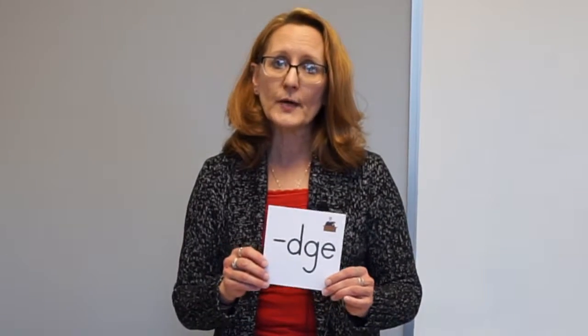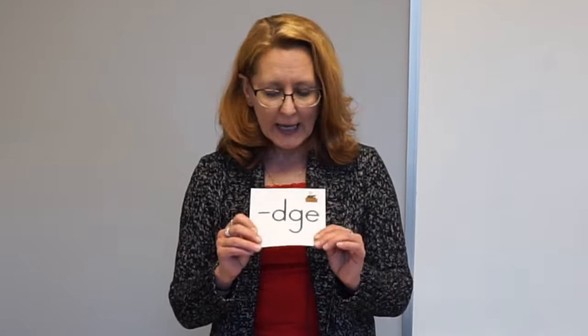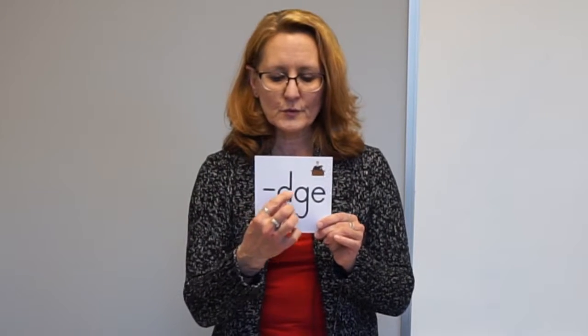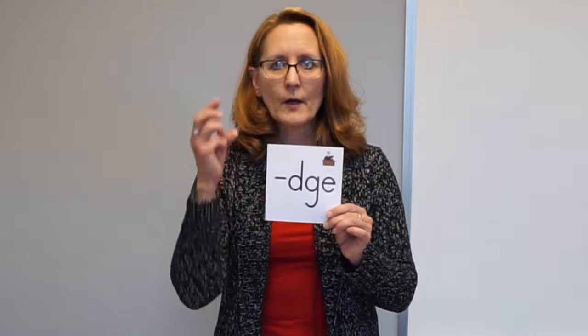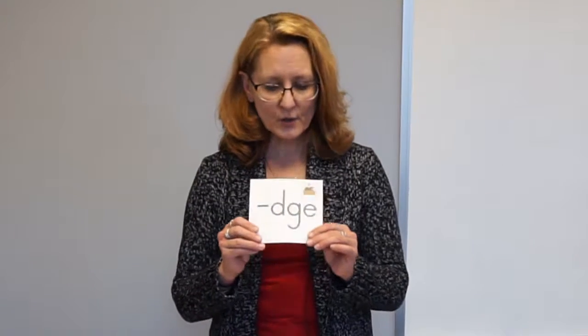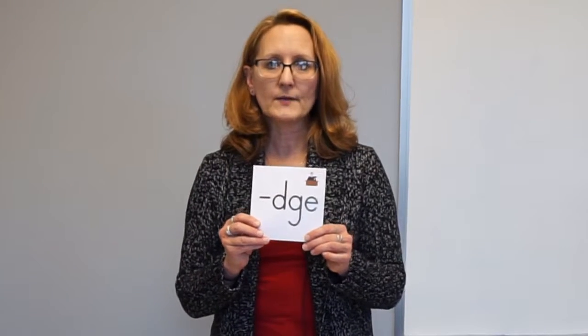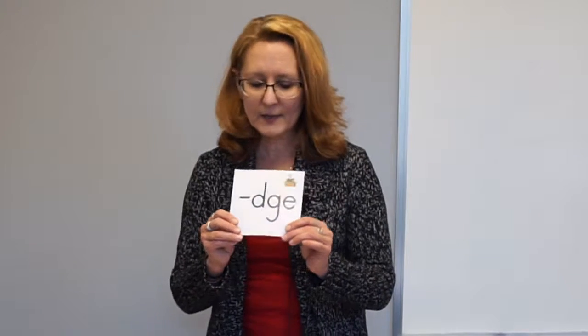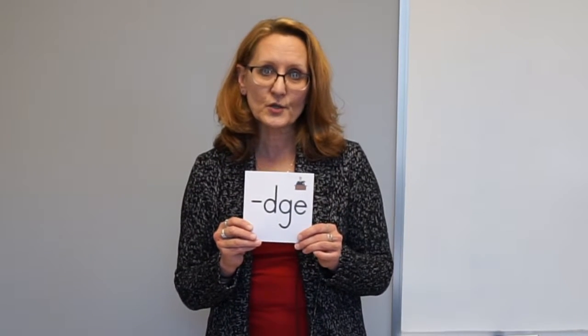Your multisensory activity is finished, and you would have your students write DGE, J, 3 times, either on the whiteboards for whole group instruction, or you could have them write them preferably in the sand trays for small group instruction.